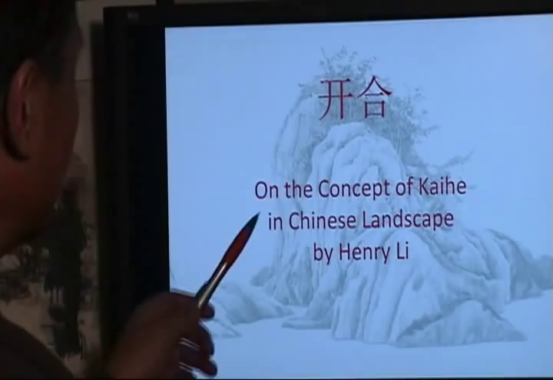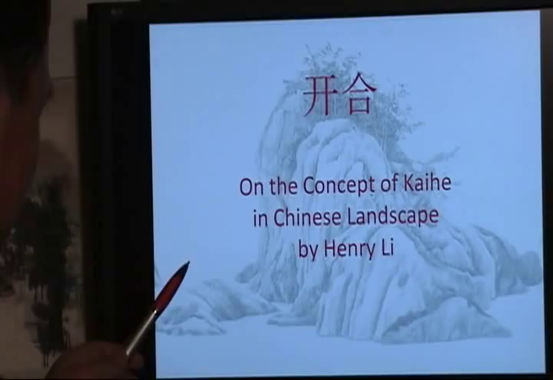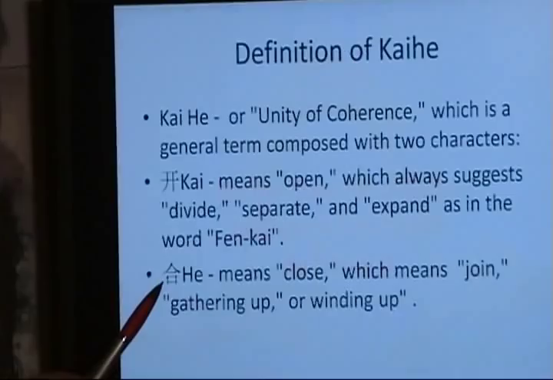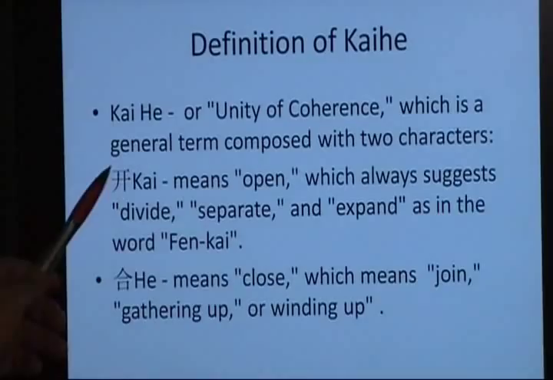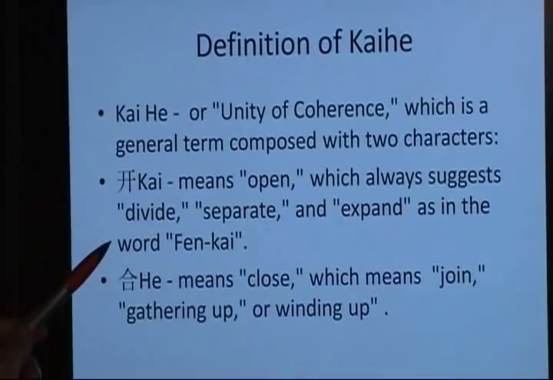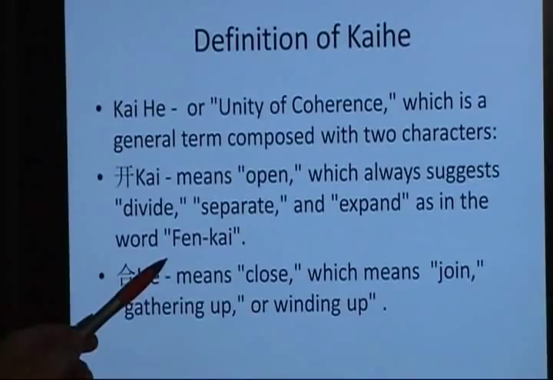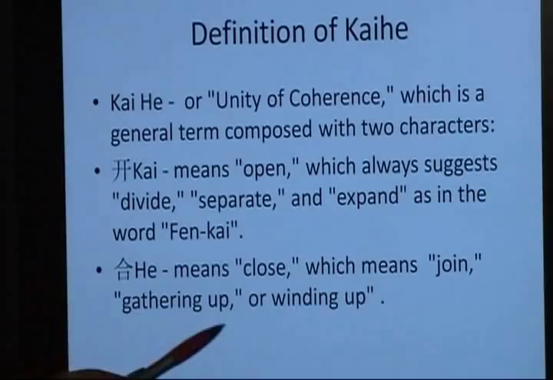The concept of kaihe, or opening and closing, refers to the creative process of Chinese landscape painting. Kaihe, translated in English as unity of coherence, is a general term composed of two Chinese characters. The first character, Kai, means to open, which always suggests to divide, to separate, and to expand, as in the word 分开. The second character, He, means to close, which also means to join, gathering up, or winding up.